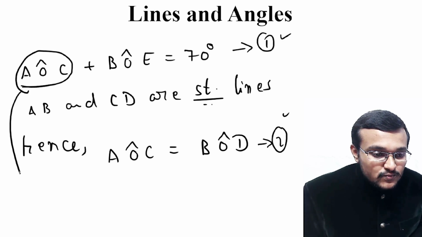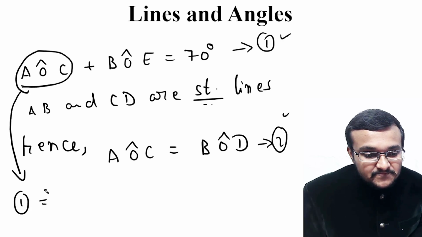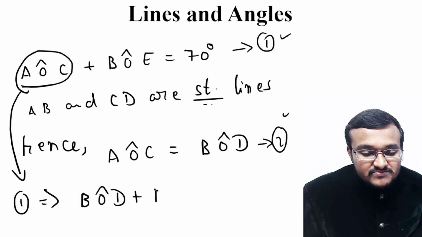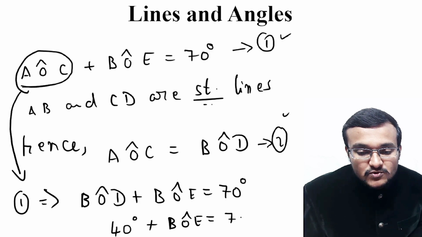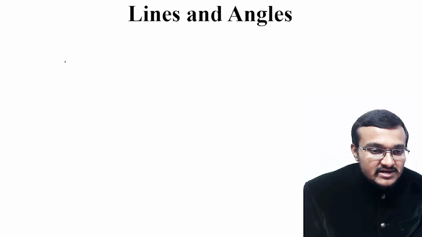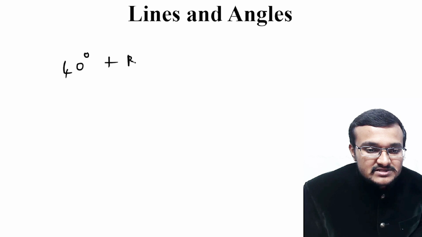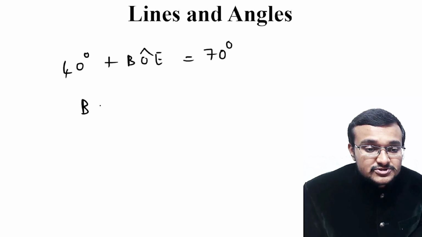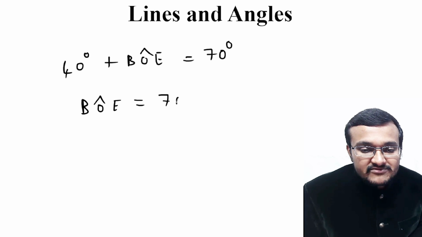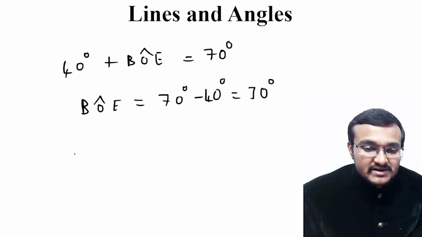So now what will equation 1 become? In the place of AOC, I'll write BOD plus BOE is equal to 70 degree. And we know the value of BOD, that is 40 degree, plus BOE is equal to 70 degree. So BOE is equal to 70 degree minus 40 degree, which is equal to 30 degree.